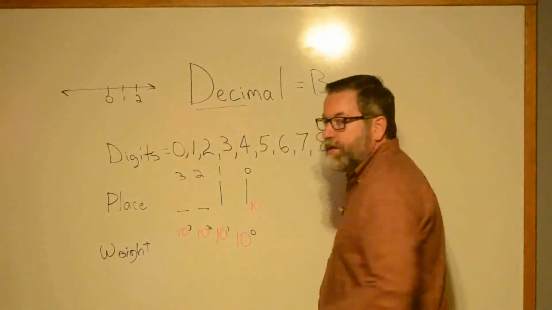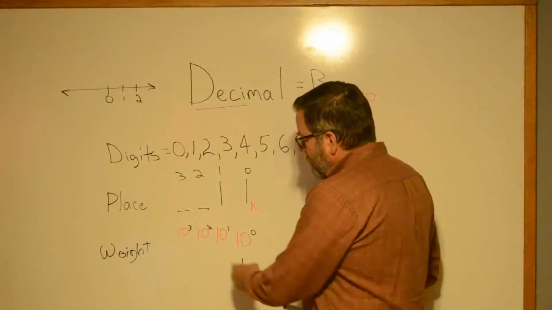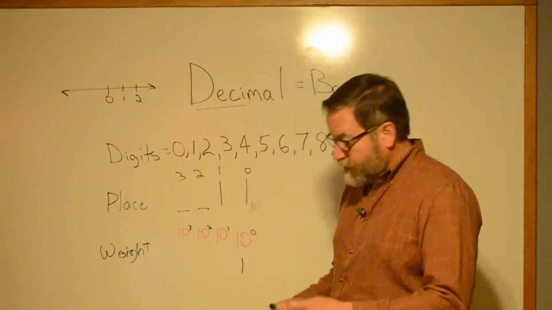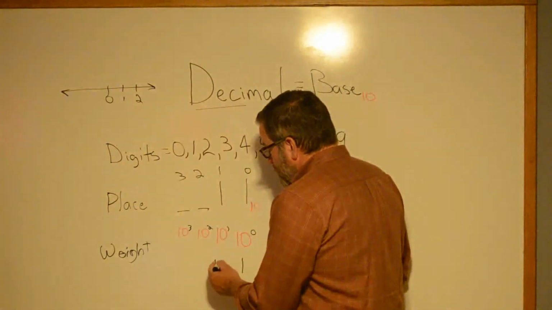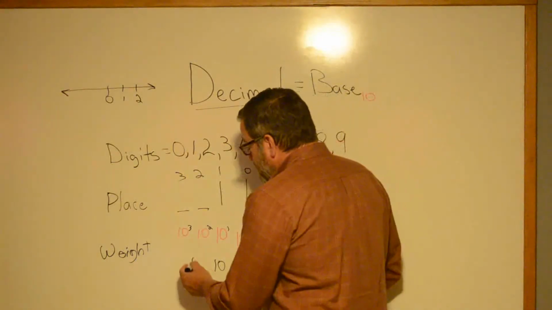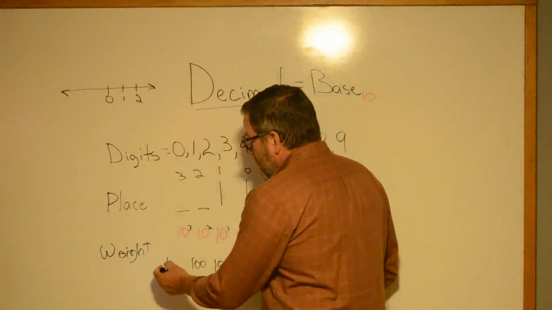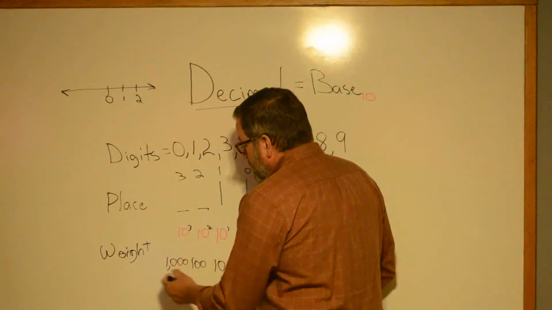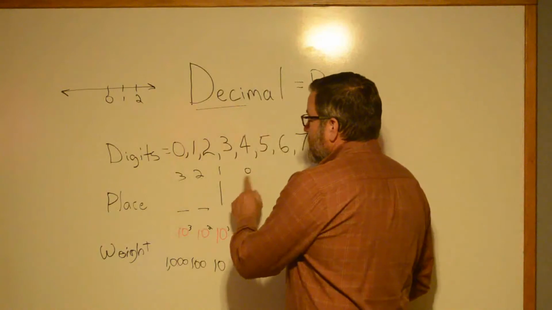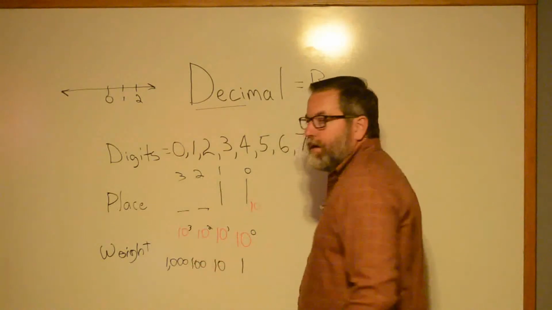Any number raised to the 0th power is going to be 1. So that's going to become a weight of 1 there. Any number raised to the first power is going to be that number. So we're raising 10 to the first power, and we're going to get 10 there. 10 times 10, 10 squared, is going to be 100. And 10 times 10 times 10 is going to be 1,000. So those are the individual weights of these places. The weight can be calculated this way or just be identified that way.